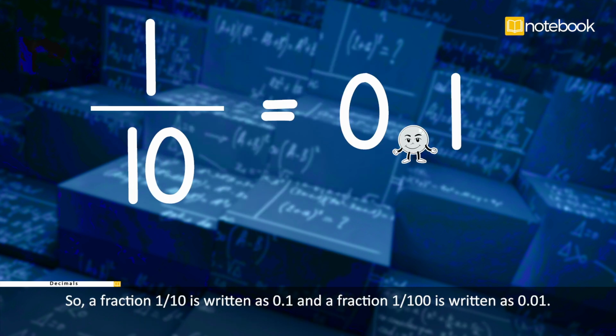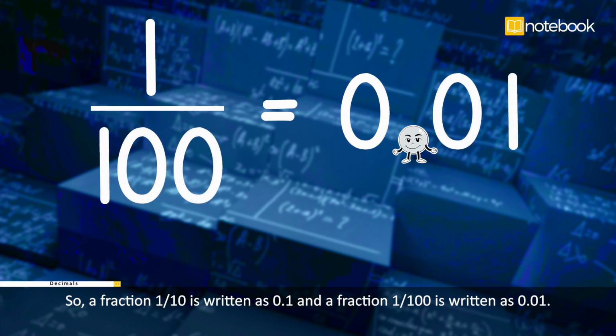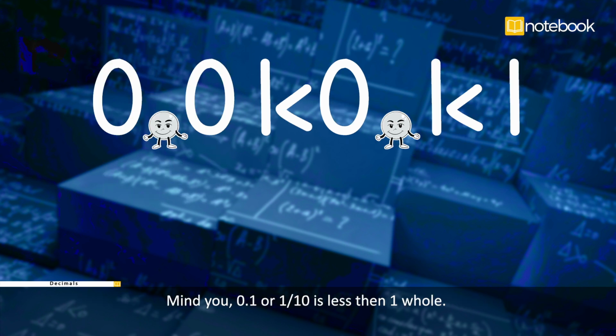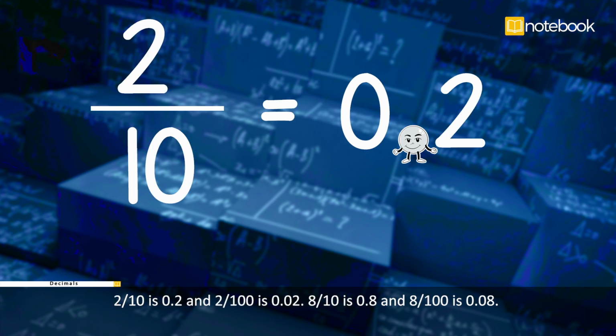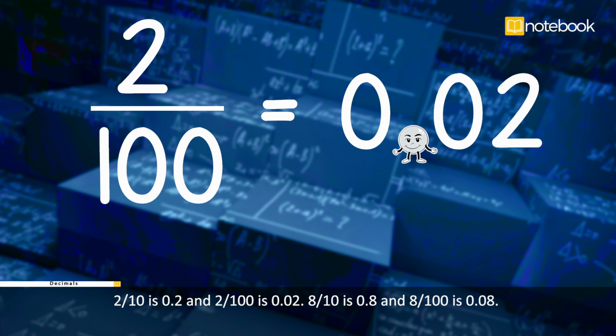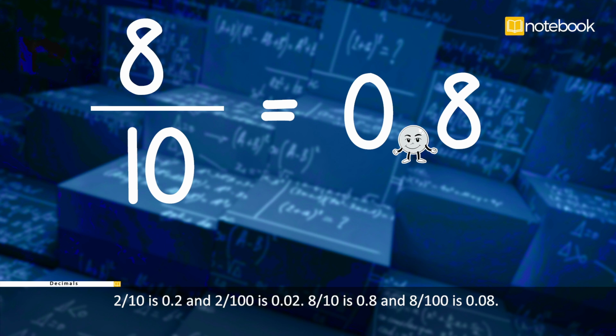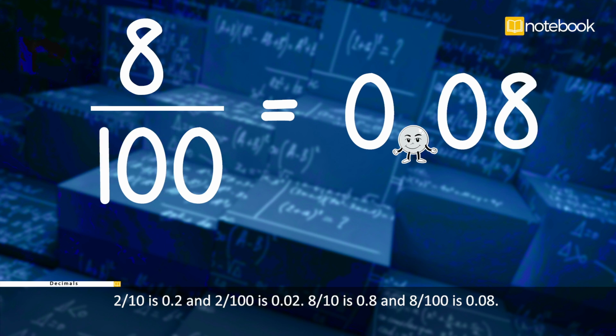So, a fraction 1/10 is written as 0.1 and a fraction 1/100 is written as 0.01. Mind you, 0.1 or 1/10 is less than 1 whole, and 0.01 or 1/100 is not only less than 1 whole but also less than 0.1 or 1/10. 2/10 is 0.2 and 2/100 is 0.02. 8/10 is 0.8 and 8/100 is 0.08.